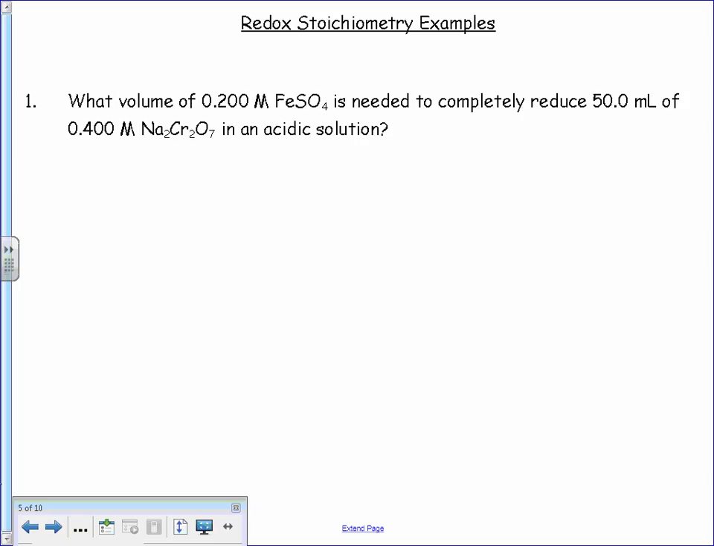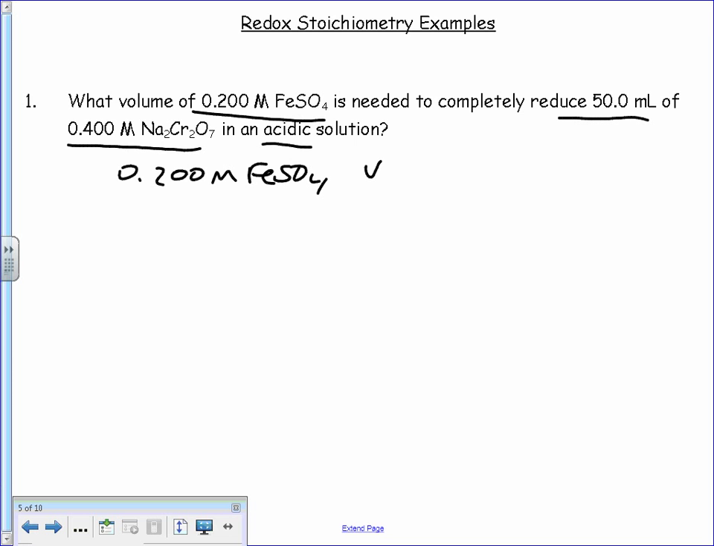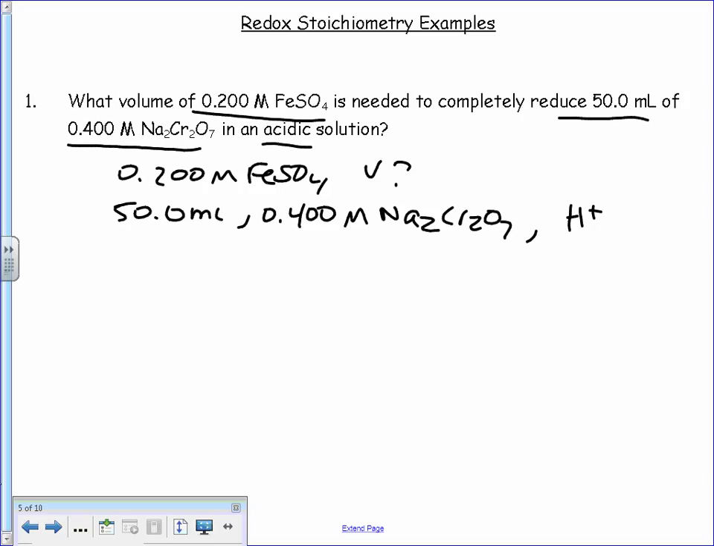So what volume of this molar iron 2 sulfate is needed to completely reduce 50 mils of 0.4 molar sodium dichromate in an acidic solution? Wow, we know a lot of information, right? I just underlined it. You might want to write it out as givens, but basically we have this. Our question is what volume of that do we need? We have 50 mils of a 0.4 molar solution of sodium dichromate, and we know it's acidified. That's it. First step, we need to predict products.